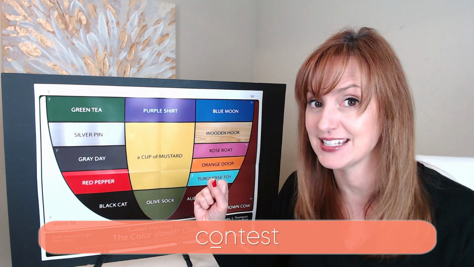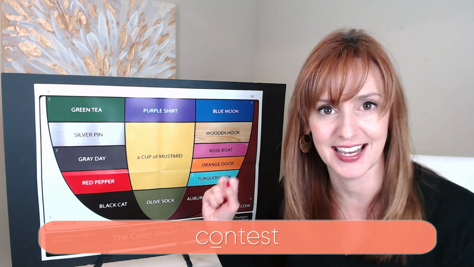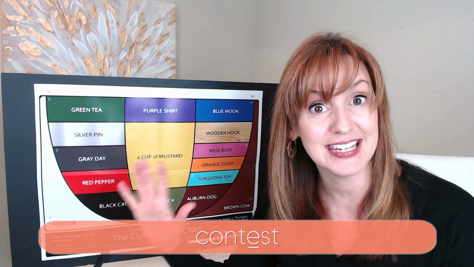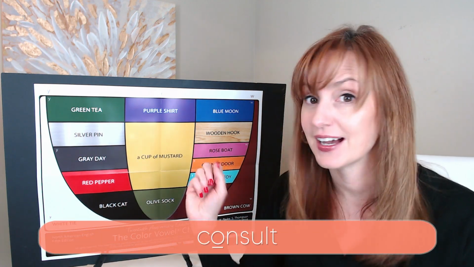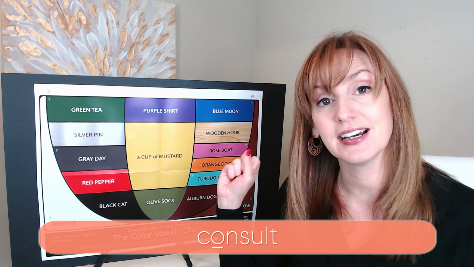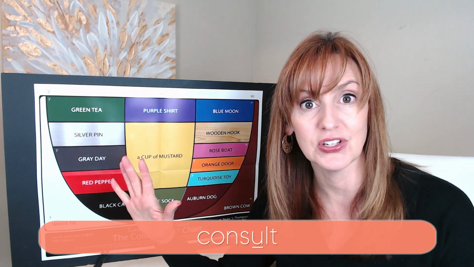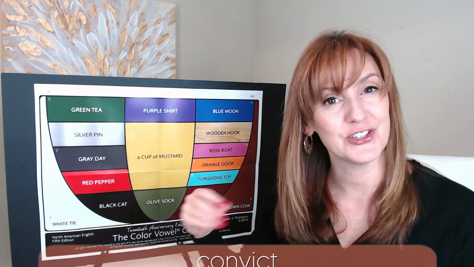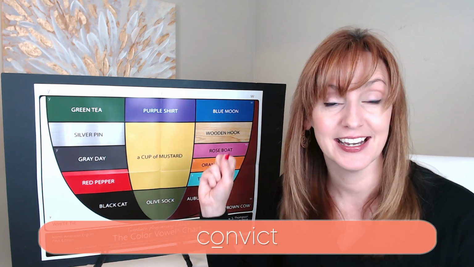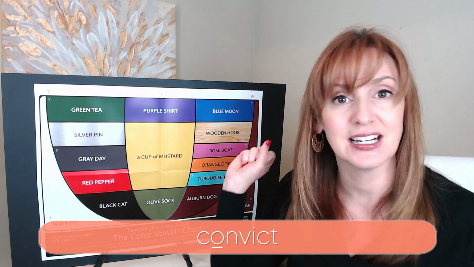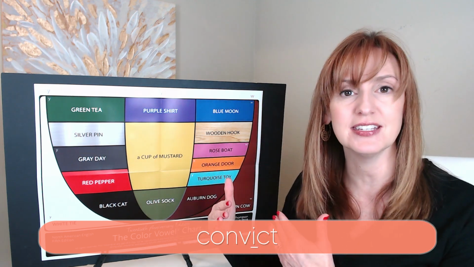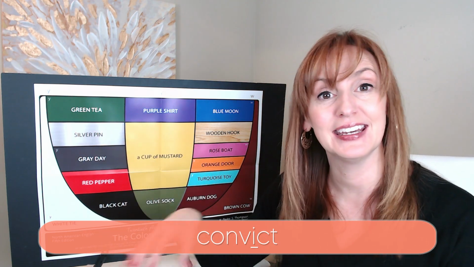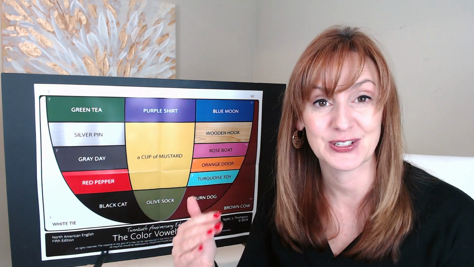Here's another one. Contest, olive sock contest, contest, red pepper contest. Consult, olive sock consult, consult, a cup of mustard consult. Let's try one more. Convict, olive sock convict. Shift the stress, we get convict, silver pen convict. Awesome practice.